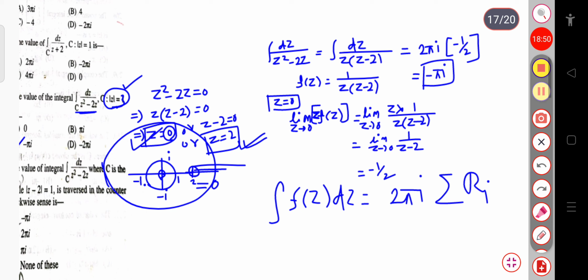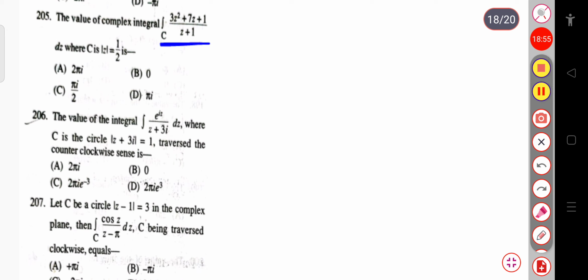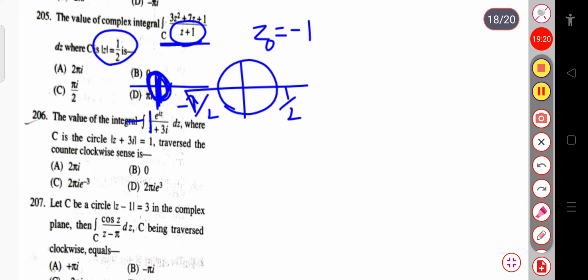Now let us see the next question. This is also a direct question. You can see in this question you just check z equal to minus 1. The z naught point is minus 1, since z plus 1 equal to 0, and the condition is mod z equal to half. So it means the radius is 1 by 2. Since this is minus 1, the minus 1 point lies outside the circle, and here the direct answer will be 0. So no need to calculate anything else for this integral.